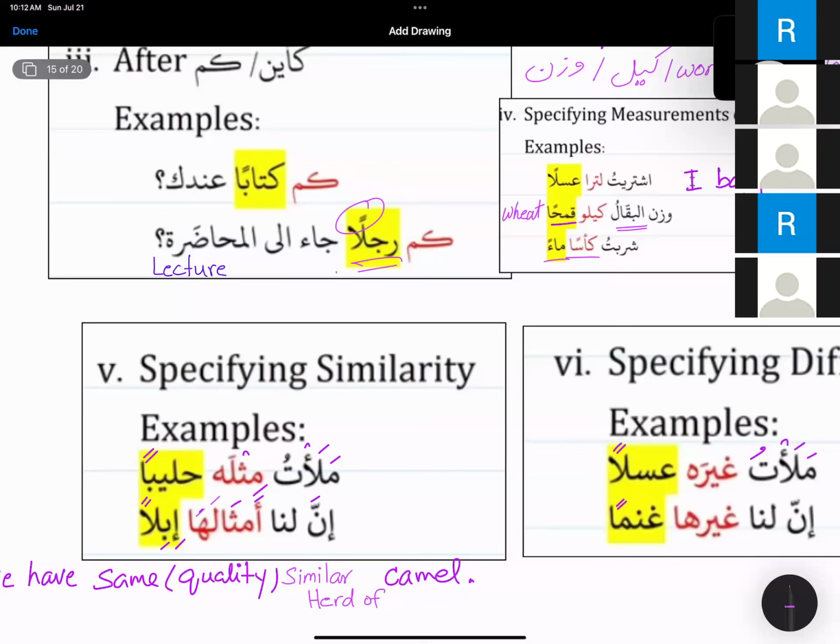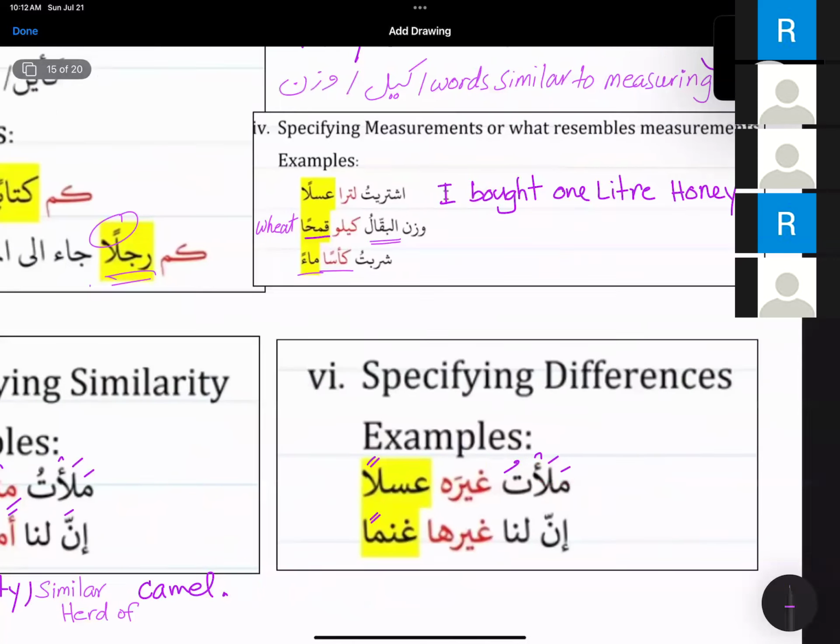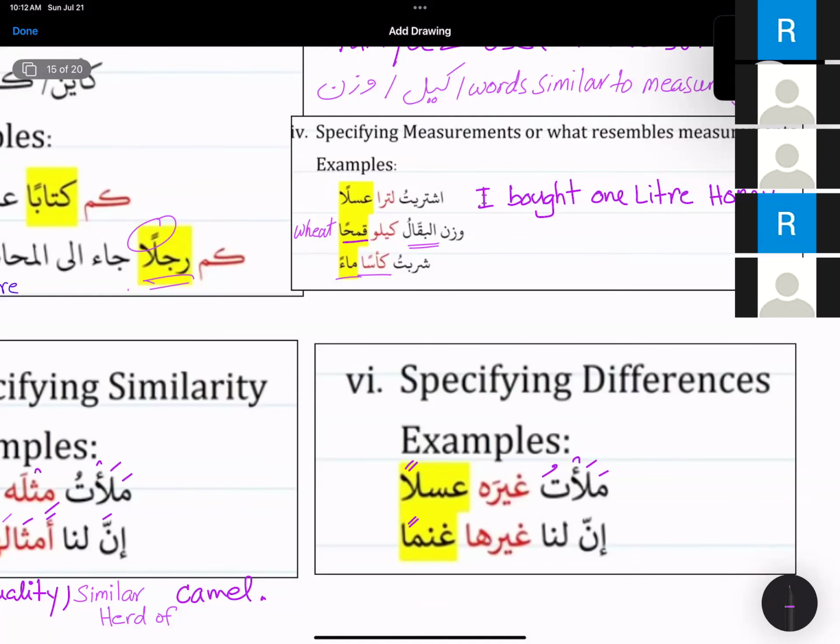Or ghaira could be used. Ghaira means opposite of it, difference, right? So malatu ghaira, so I filled other than aslan. So let's say there are different kinds of drinks or different things, right? Maybe there is honey in one container and then some other containers of other things, right? So I filled all my containers with all the things but honey. So basically I'm making an exception over here, right? So I filled all but aslan.